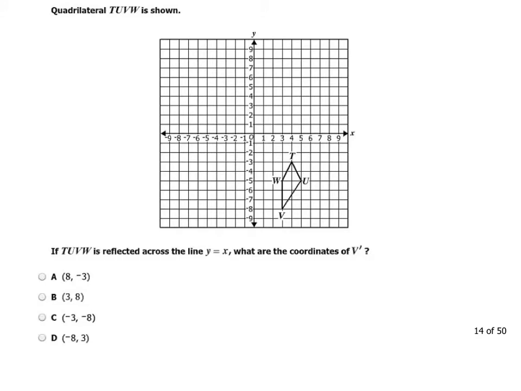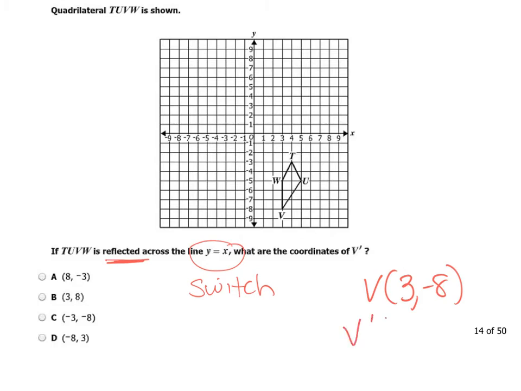For this particular one, when we read through, it says it's reflected across the line y is equal to x. So basically, this means we're just going to switch our x and our y. So when I look at V, V is located at 3, -8. So if I switch my y and my x, then what is V? You got it. Then V prime is -8 and 3, which is D.